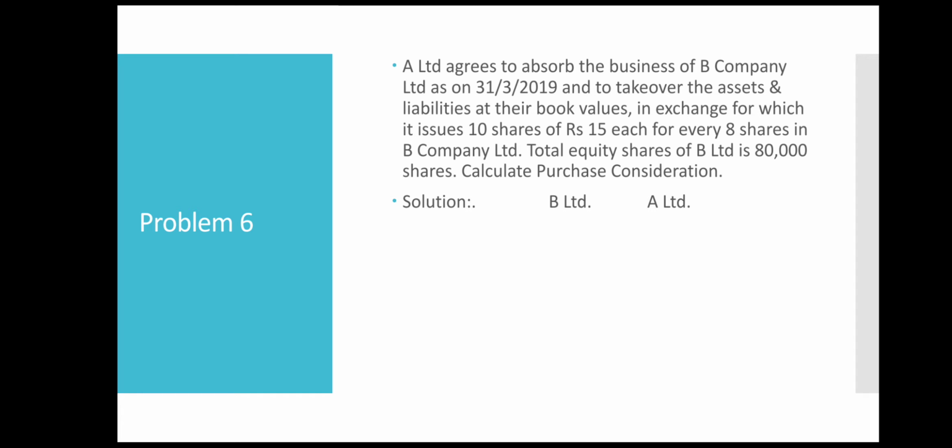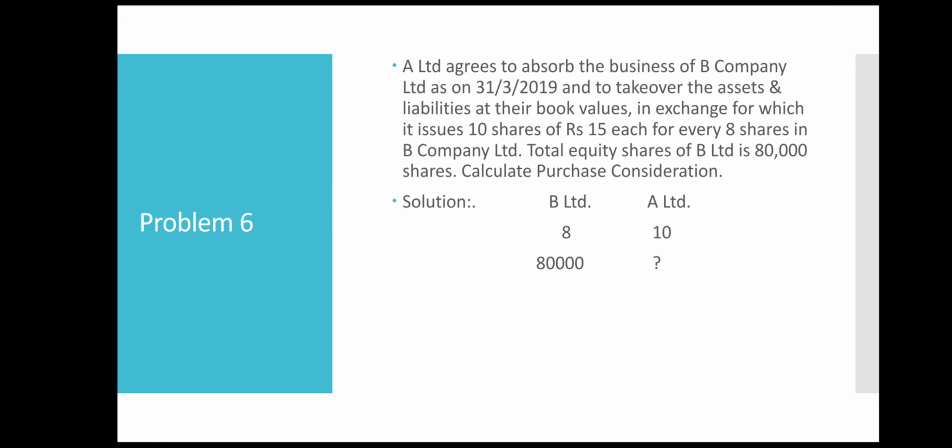So here there are two companies, B Limited and A Limited. B Limited is the selling company, A Limited is the purchasing company. A Limited has agreed to issue 10 shares for every 8 shares in B Company Limited. So we can write this information like this: if you have 8 shares in B Limited, you will get 10 shares in A Limited. What is the actual number of shares of B Limited? It is 80,000. So in A Limited, what will be the number of shares? To find that out, you need to do cross multiplication. I hope this ratio is clear.